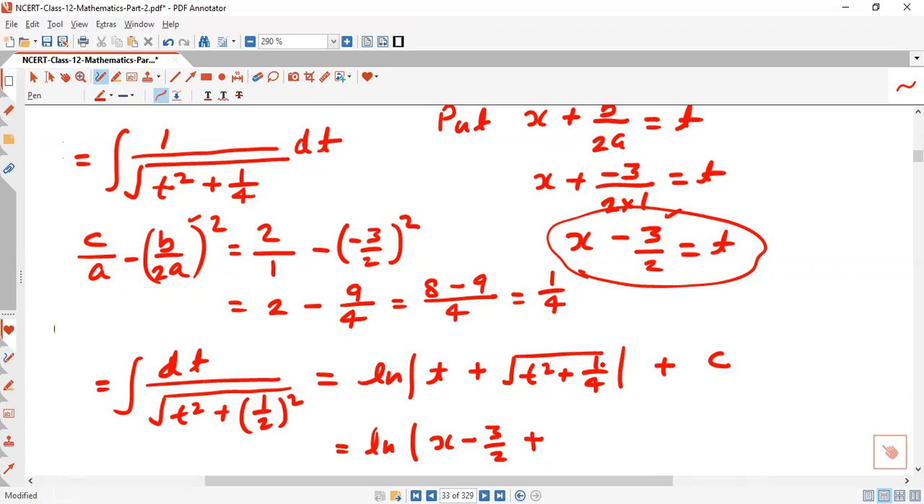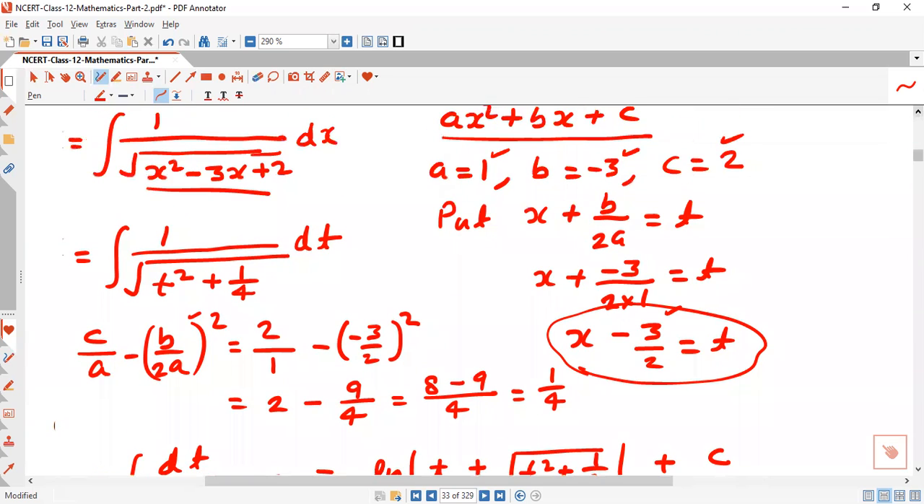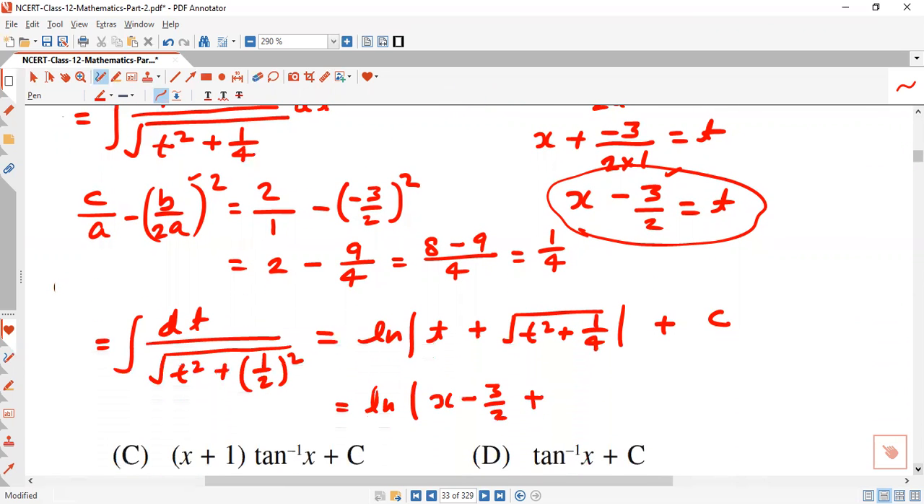Plus. If we put this value here, x minus 3 by 2, what does this become? This becomes the function we have, because in the function we are putting x minus 3 by 2. This function equals t square plus 1 by 4, which is x square minus 3x plus 2. So this value is under root x square minus 3x plus 2 plus some constant c.